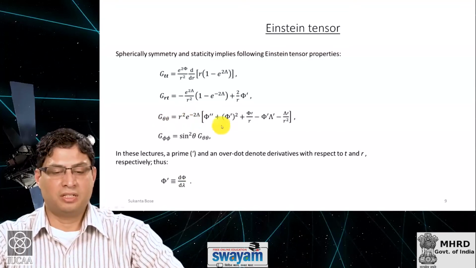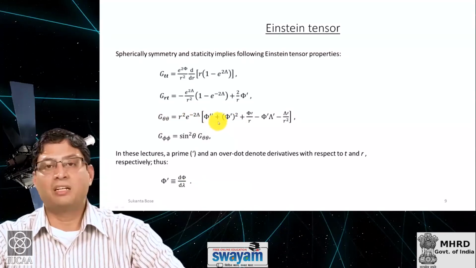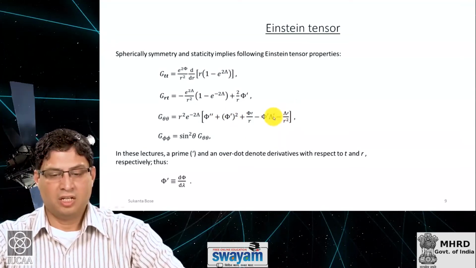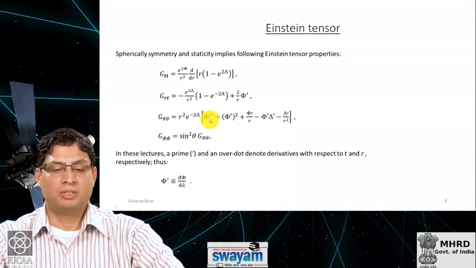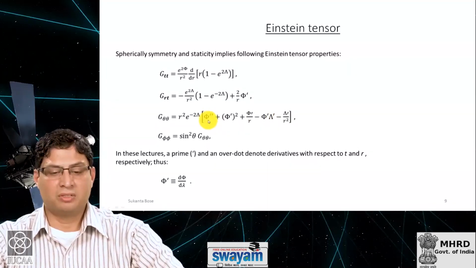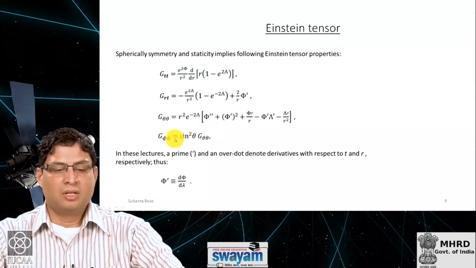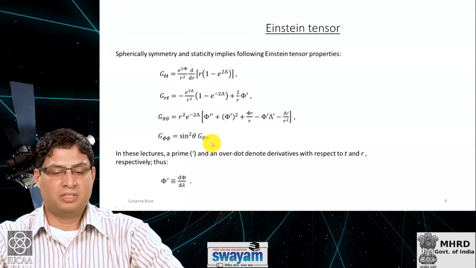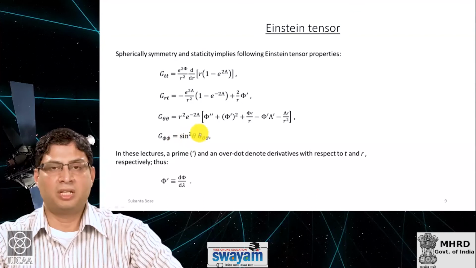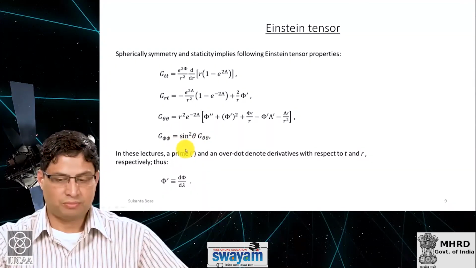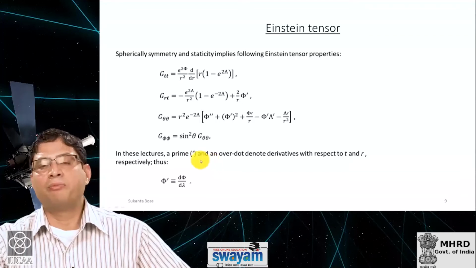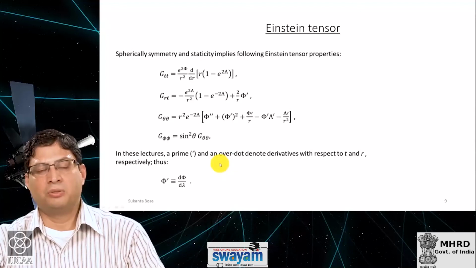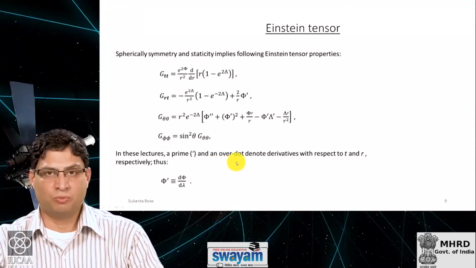G_θθ is expressed in terms of not just a single derivative of phi, but single derivative of lambda here and there, but also the double derivative of the time component of the metric through phi. Spherical symmetry then tells you that G_φφ is readily extracted from G_θθ by just this multiplication with sin²θ. So, prime is already defined, but if you see an over dot, then unless otherwise specified, it will denote the time derivative of the quantity on which you see that dot.